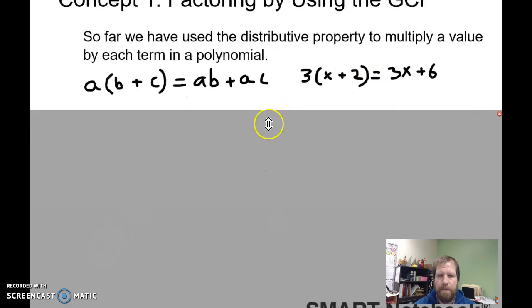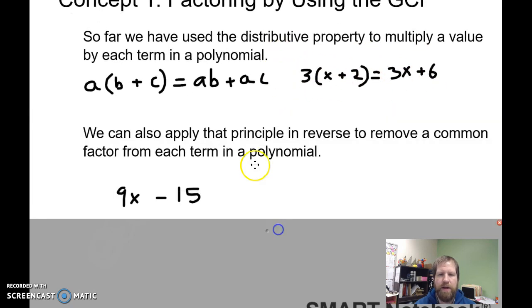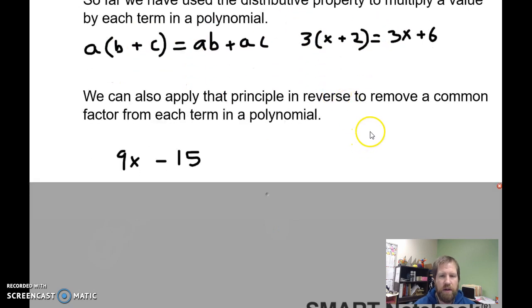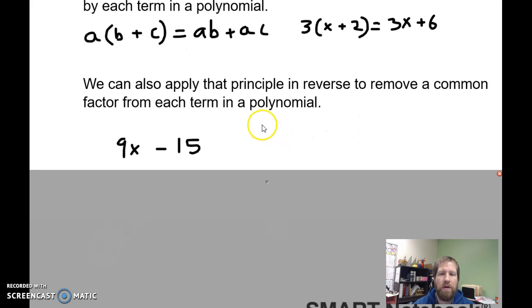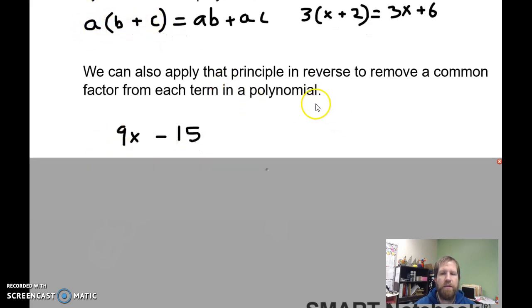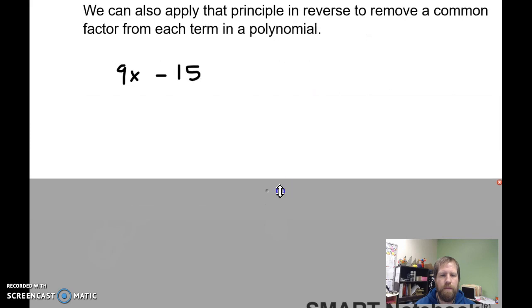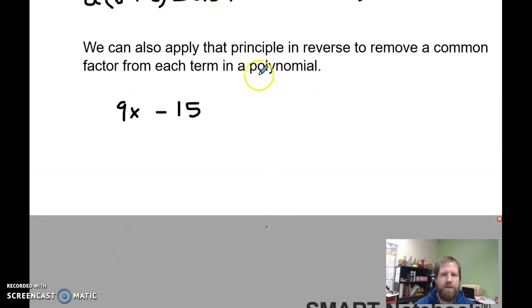Now, what we're going to do is use that same process, but in reverse. What we're looking for is a common factor to pull out of both of these terms that we can put on the outside of the polynomial. So our first job is to find the greatest common factor.